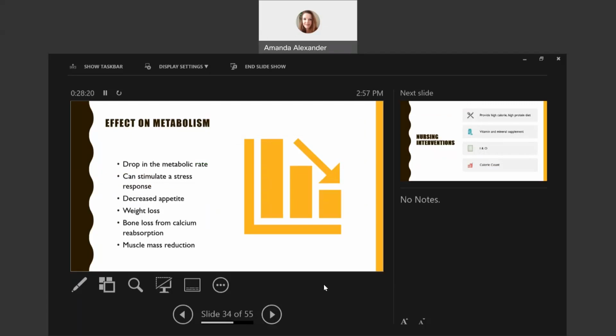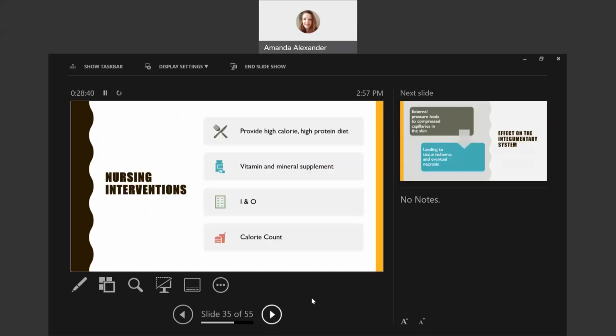Effects on metabolism. So immobility affects metabolism. It causes a drop in metabolic rate. It can stimulate stress responses. It can decrease the appetite. It causes weight loss because of muscle loss, causes bone loss and reabsorption. And then again, muscle mass reduction.